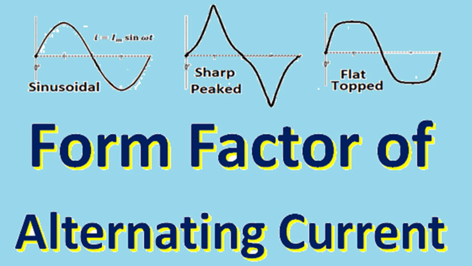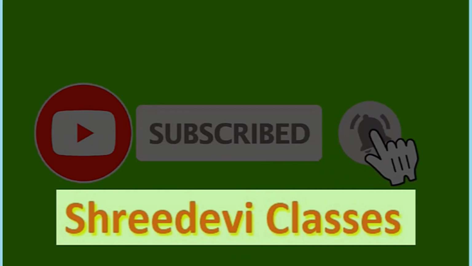Today in our playlist Basic Electrical Engineering and Class 12th Physics, in the chapter Alternating Current Circuit, we will study one very important parameter of alternating current, form factor, which relates the RMS value of an alternating signal to its average value. We will understand how a sharp peaked wave has a higher value of form factor and a flat topped signal has a lower value of form factor. We will also discuss the form factor of some important periodic functions. So let's start the study of form factor of alternating current.